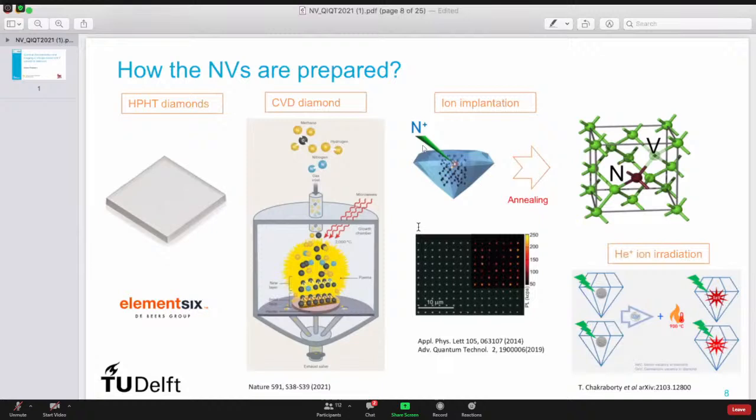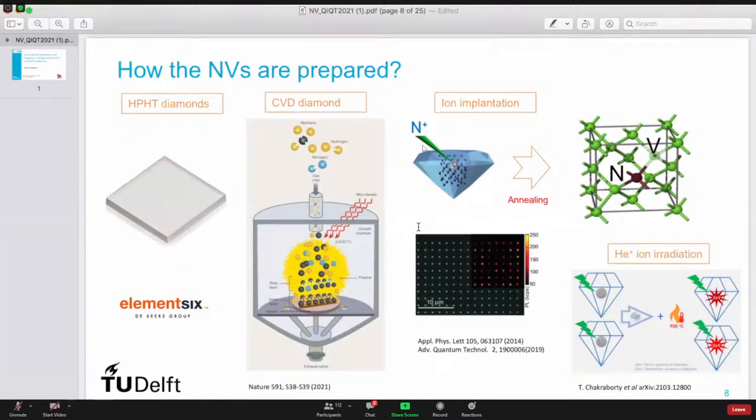So this ion implantation has turned out to be a very efficient method because it gives a very nice spatial control over creating the NV centers, even single NV centers at a deterministic position. They have shown this efficiency, and so this is an example picture where the NV centers are created and arrayed using ion implantation.